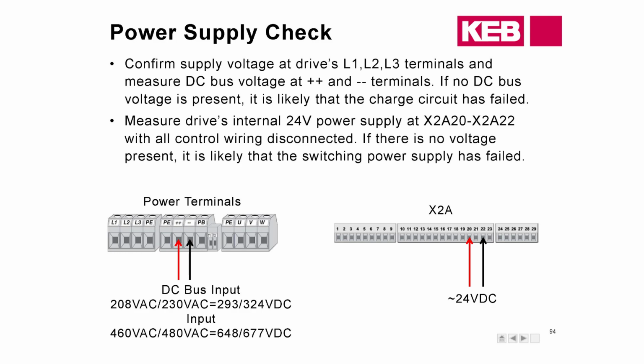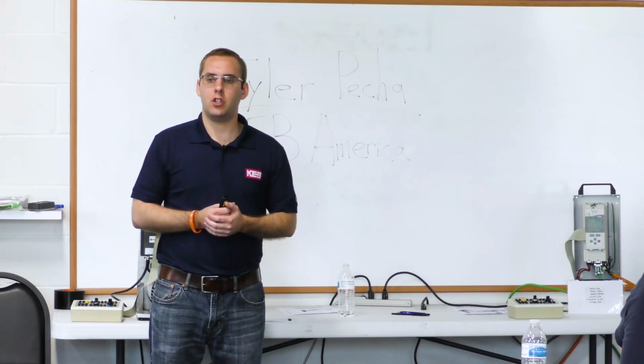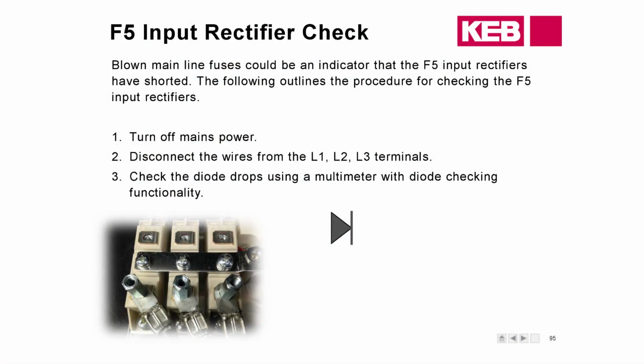If that's not the cause, you can measure DC voltage on terminal strip X2A across pins 20 and 22. You should see approximately 24 volts coming out of there. If you see something around 18 to 20, that's normal as well. But if you're not seeing anything there, that likely indicates a switching power supply issue on the drive itself. I'm going to have everybody pull out their multimeters here.